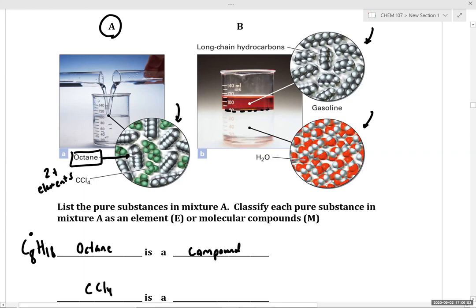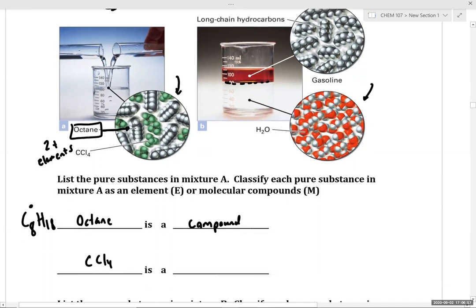Looking at carbon tetrachloride, CCl4, now we have the formula, so it's a little easier to parse. Is carbon tetrachloride an element or a compound? Do we see one element or do we see two or more elements chemically bonded? So carbon tetrachloride would definitely be a compound, as it has two or more different elements chemically bonded. Does that make sense to everyone?